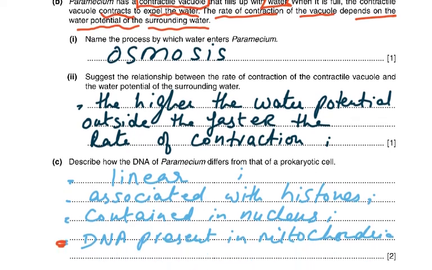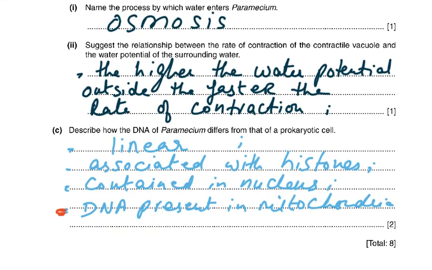Then of course comes the last part: describe how the DNA of paramecium differs from that of a prokaryotic cell. Now I told you in the beginning paramecium is a eukaryote. So eukaryotes will have a linear DNA, associated with histones, contained in the nucleus, and DNA is present in the mitochondria. Somebody might not remember that this is a eukaryote, so they have extranuclear DNA as well. DNA is present in the nucleus, in the mitochondria, and in the chloroplast. So this is called extranuclear DNA.